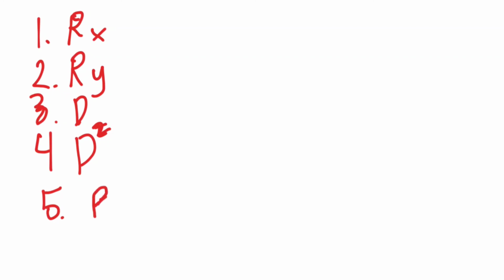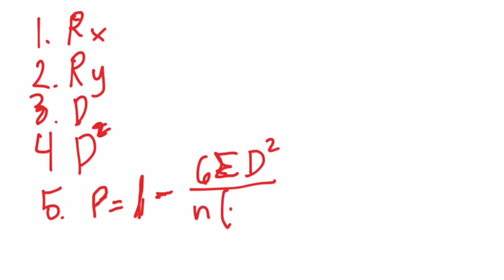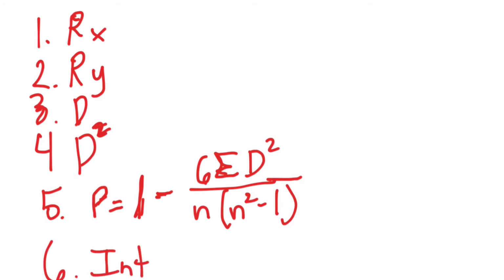Rho is equals to 1 minus 6 times summation of d squared all over n times n squared minus 1. So, ito yung pinaka-formula. And lastly, yung number 6, we have to interpret. Ayan. So, ito yung steps para sa pag-compute ng ating Spearman.